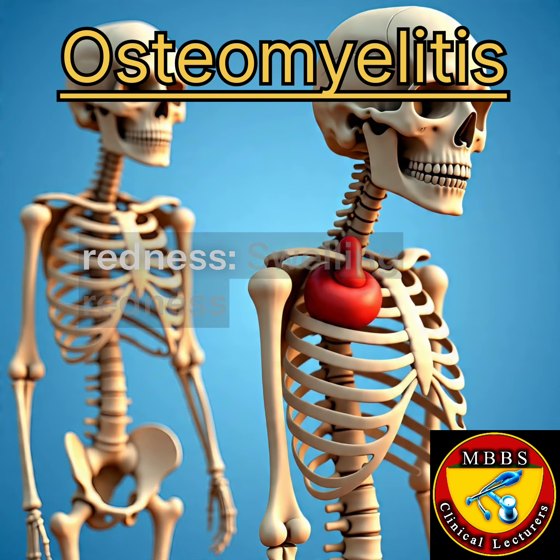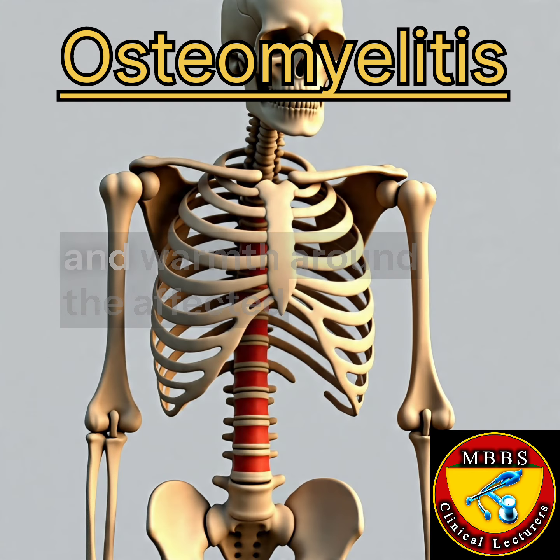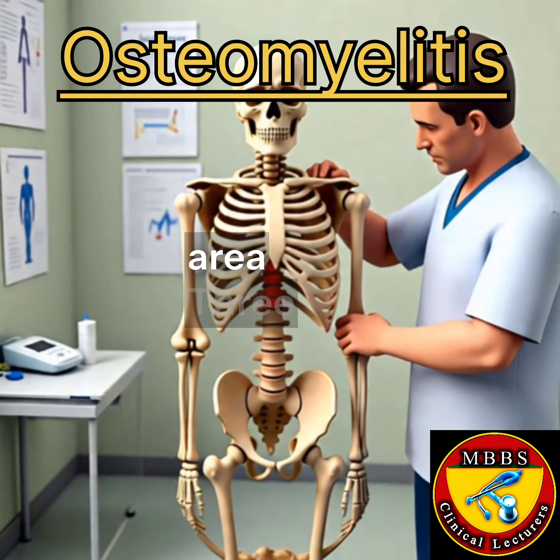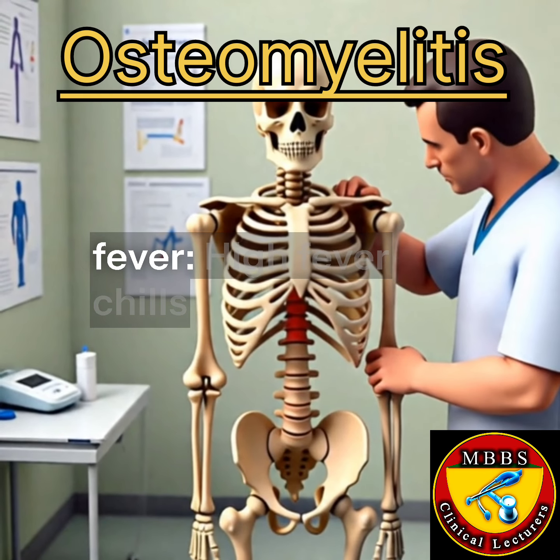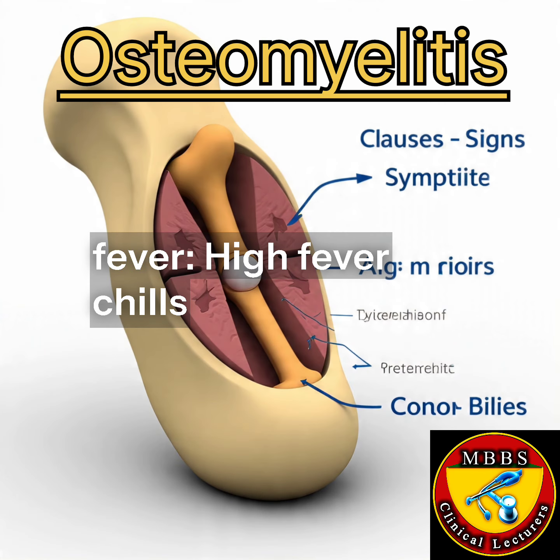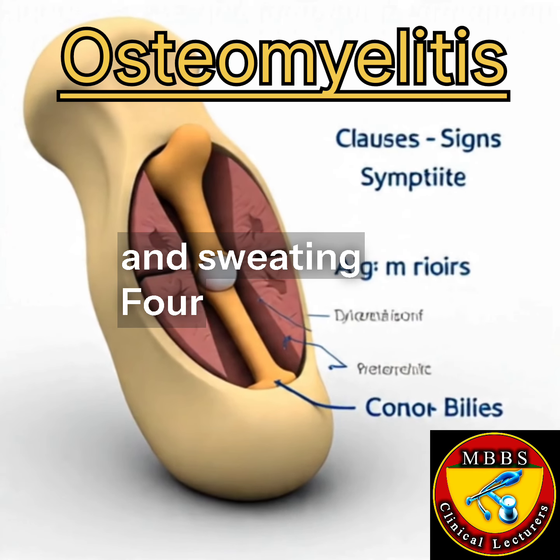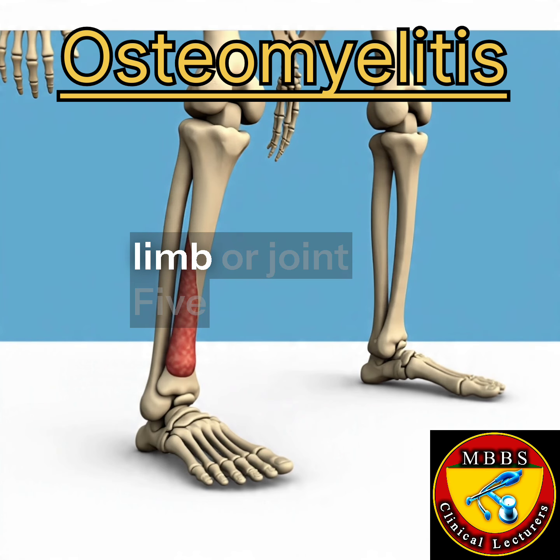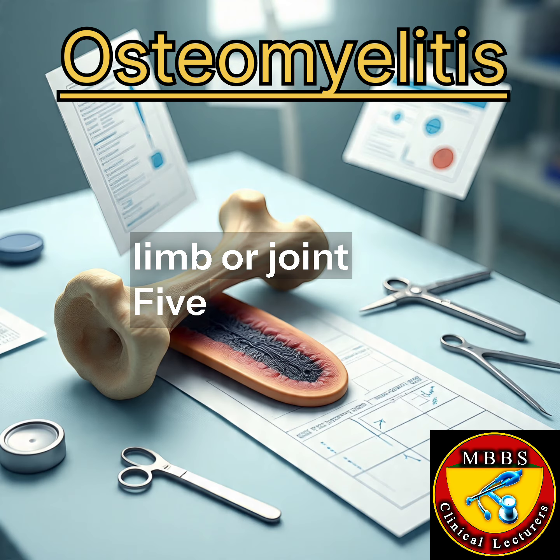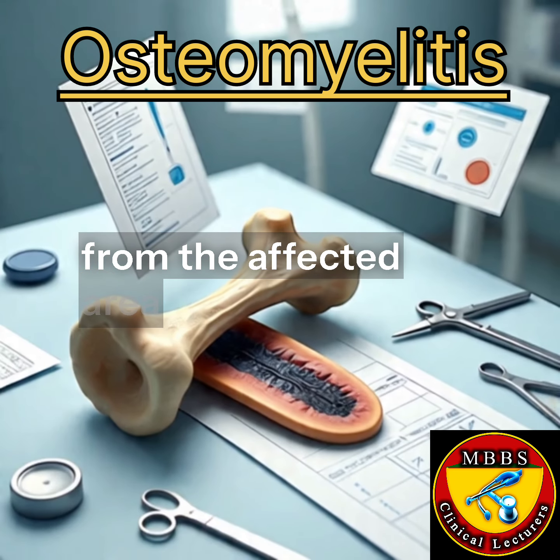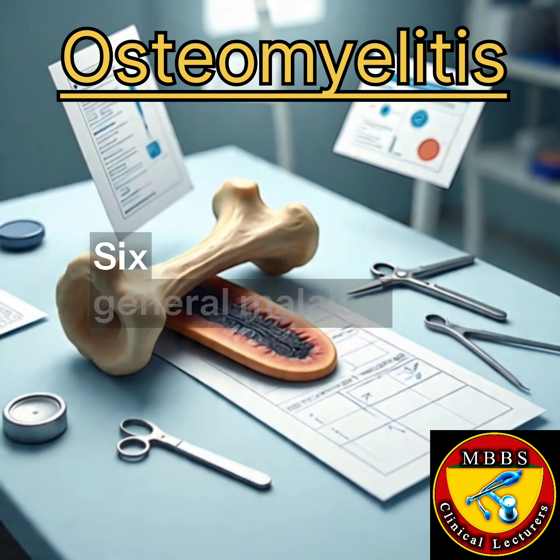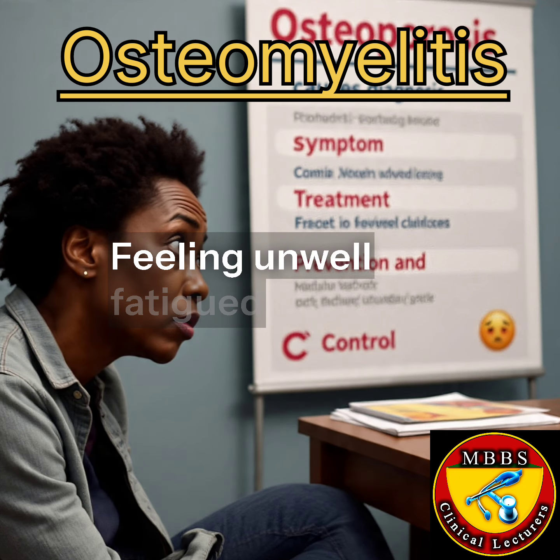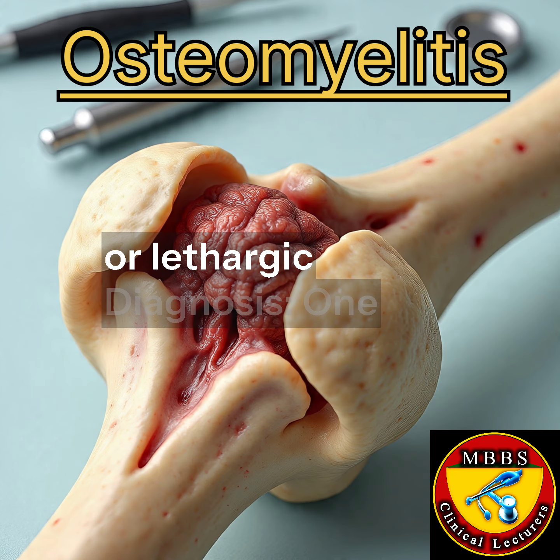2. Swelling and redness: swelling, redness, and warmth around the affected area. 3. Fever: high fever, chills, and sweating. 4. Limited mobility: reduced mobility or stiffness in the affected limb or joint. 5. Drainage: pus or discharge from the affected area. 6. General malaise: feeling unwell, fatigued, or lethargic.